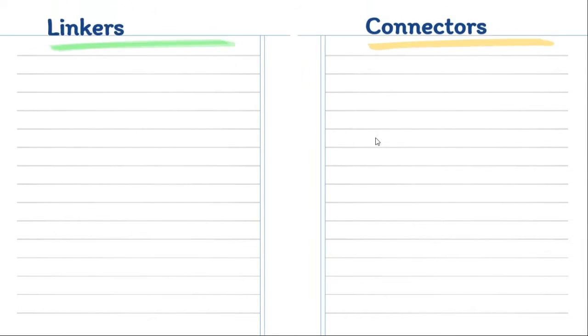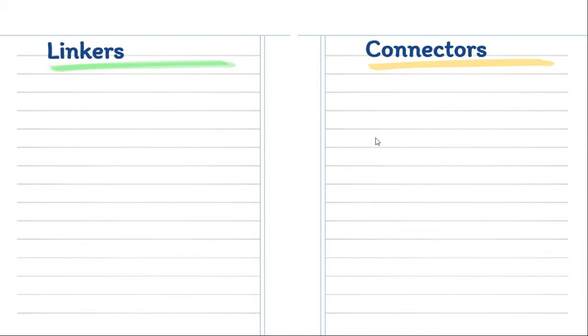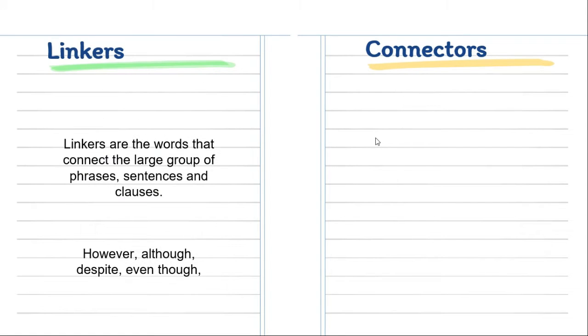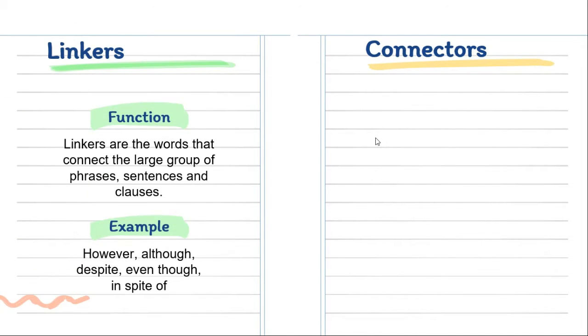Well, now let's find out the difference between linkers and connectors. What are the differences between these two? So, linkers are the words that connect a large group of phrases, sentences, and clauses. Diingat ya, kalau linkers itu menghubungkan phrases, sentences, or clauses. Nah, the examples are these: however, although, despite, even though, in spite of. So, those are the linkers.